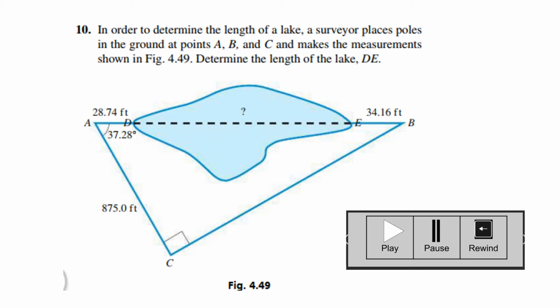And this is a surveying problem. In order to determine the length of a lake, shown in the picture, a surveyor takes poles into A, B, and C and measures the angle with its transit, and you want to determine the length of the lake from point D to point E. Okay, so press the pause button, work through the problem, and come back and we'll see how you did.